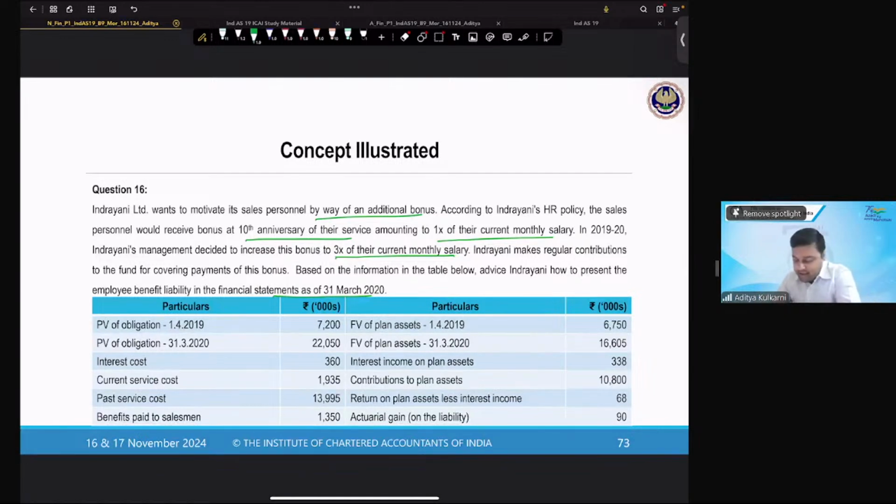Yeah. So what is given to us? Present value of obligation, opening and closing. Fair value of plan assets, opening and closing. Interest cost is given. Interest income is given. Current service cost, past service cost, contribution to plan assets, return on plan assets less interest income, benefits paid to salesmen, and actuarial gain on the liability. Is it okay? Go through this question once, then we will do the answering.